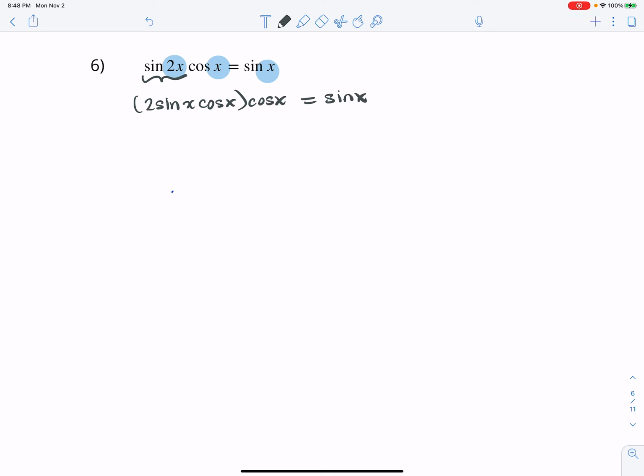Sine of 2x is the same as 2 sine x cosine x. So we replace it there. And then I'm going to simplify the left-hand side. 2 sine x cosine squared x equals sine x. And now remember, we can't divide both sides by sine x, although it's very tempting. We have to subtract it to the other side and then factor it out.